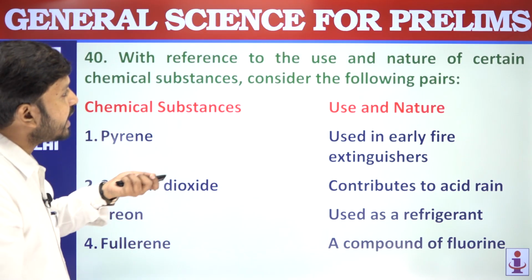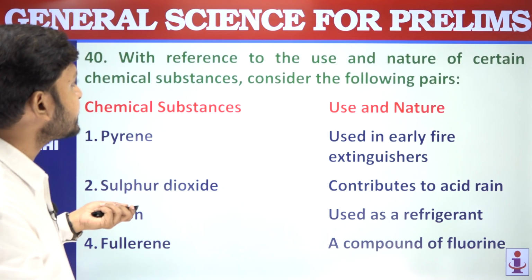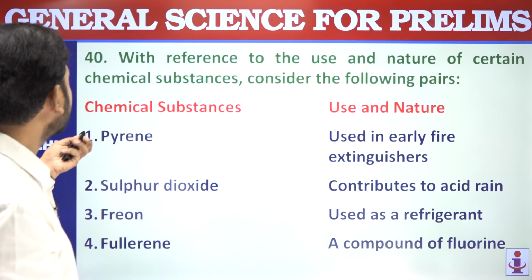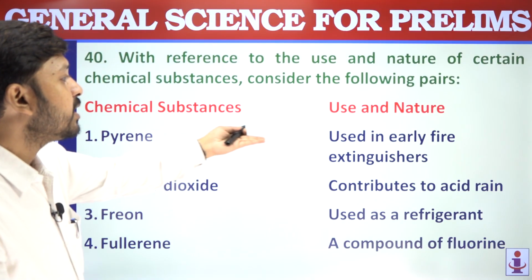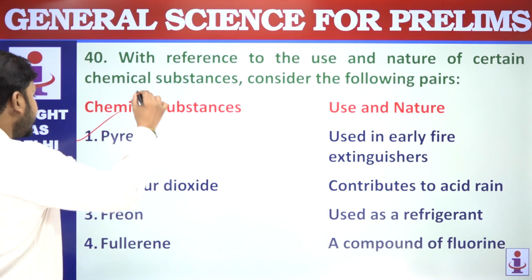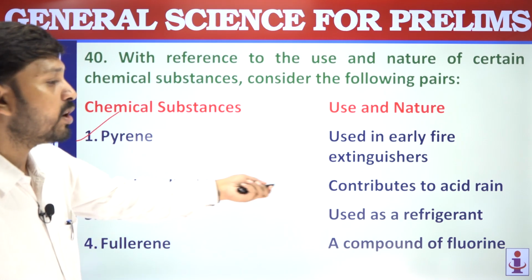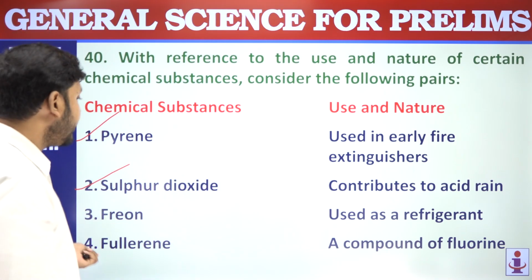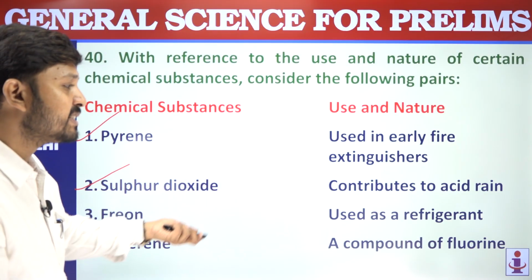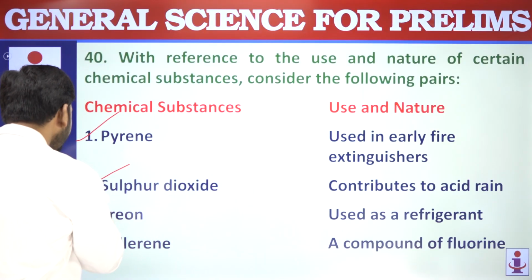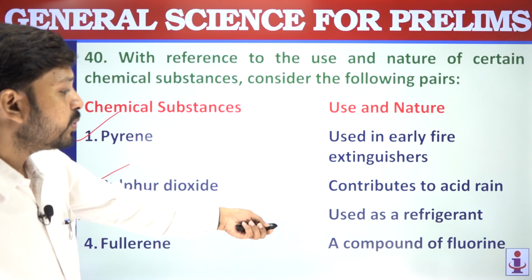With reference to the use and nature of certain chemical substances, consider the following pairs. Okay, so let's see what these pairs are. Pyrene, used in early fire extinguishers, this is right. Sulfur dioxide contributes to acid rain, which we have seen. Freons used in refrigerators, these are ODS substances used for cooling appliances, AC, all these things, this is also right. Fullerene, a compound of fluorine.